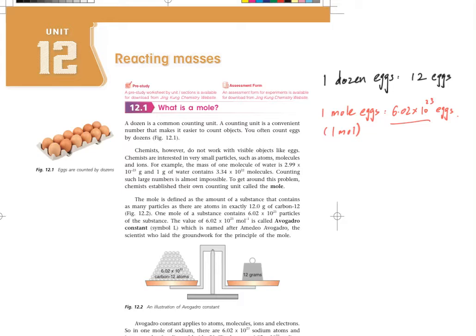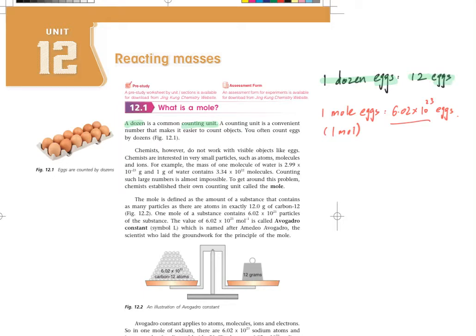So what's the mole concept? Before that, I want you to understand what a dozen is. A dozen is a counting unit which represents 12. So one dozen eggs represents 12 eggs. I suppose everyone will know, right?